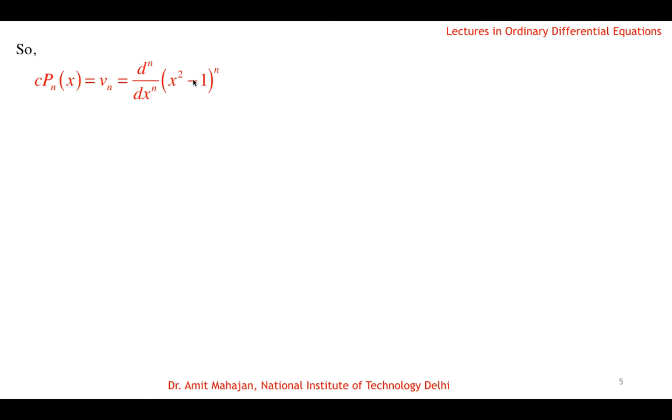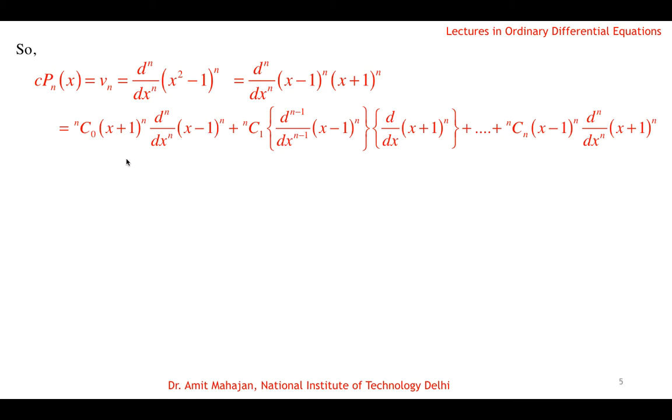Here v is (x squared minus 1) to the power n, and x squared minus 1 can be written as (x plus 1) into (x minus 1). So we rewrite this, and again we can apply Leibniz's rule for the derivative of the product of f and g. So nC0, first function, nth derivative of second function, plus nC1, the first derivative of f and the (n-1)th derivative of g, and so on, up to nCn, the second function and the nth derivative of the first function.